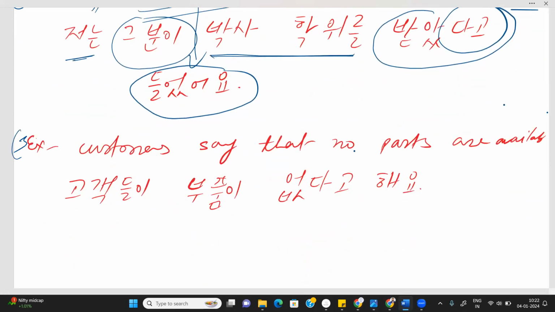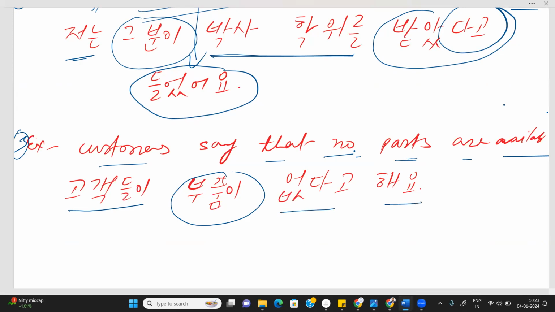Next, third example. Customer says that no parts are available. Okay. So customers, gogaek-i, gidari. Parts, bupum-i. Okay. No, that no parts are available. So eopdago haeyo. Eopdago. Eopdago haeyo.